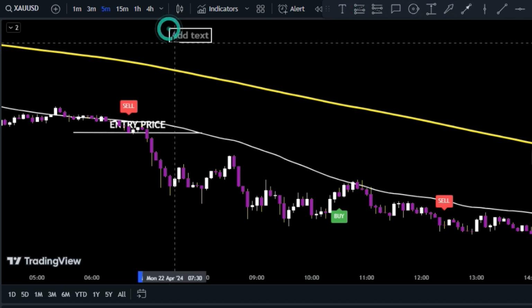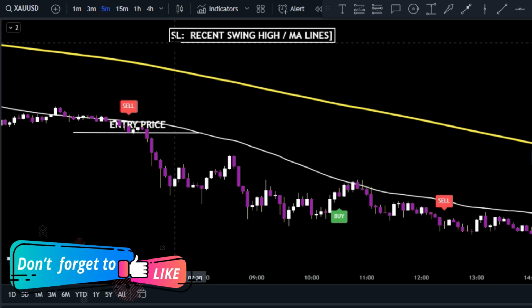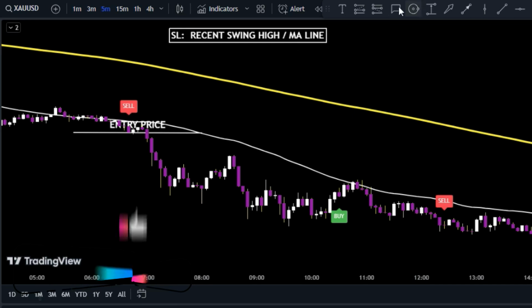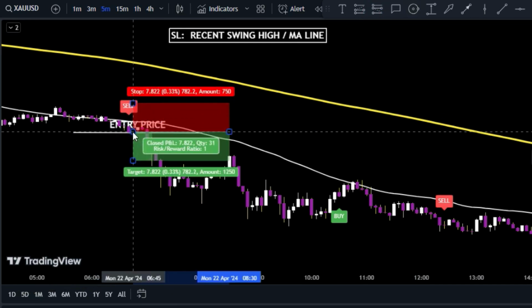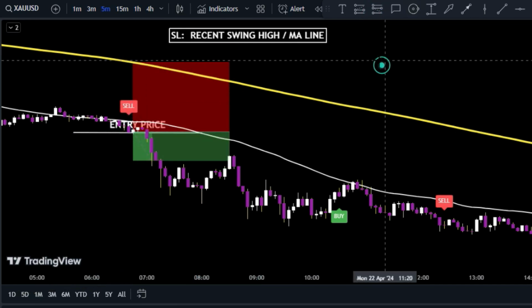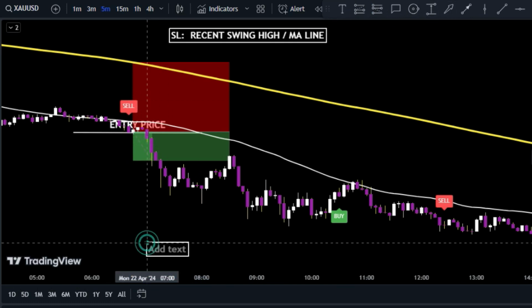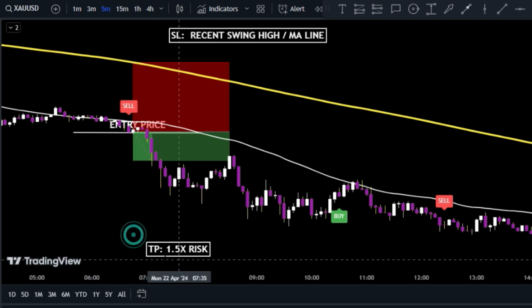sell trade. And for your stop loss level, consider using either the recent swing high or one of the MA lines as your safety net. This will help you mitigate risk and protect your trade in case the market takes an unexpected turn. And as your take profit level, maintain a risk reward ratio of 1 to 1.5.